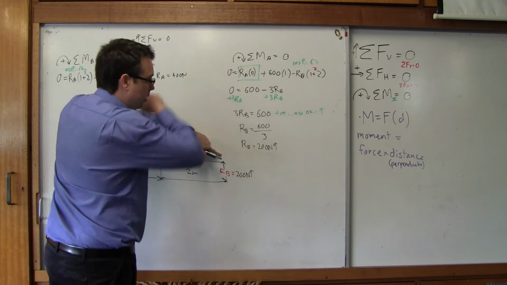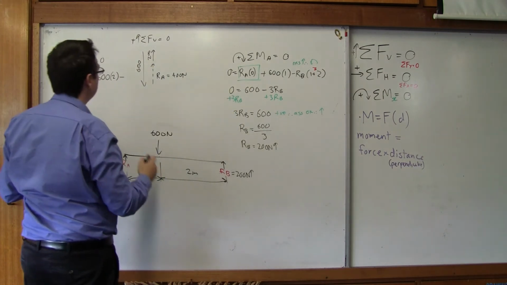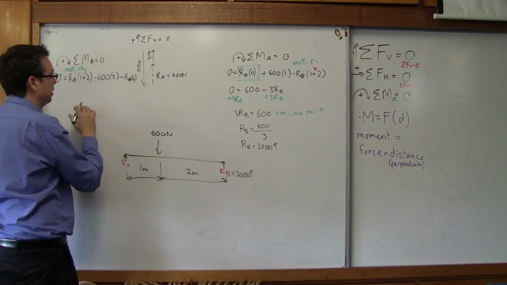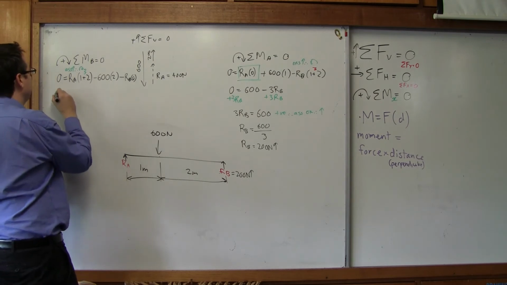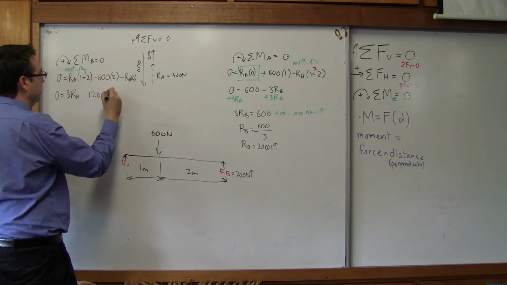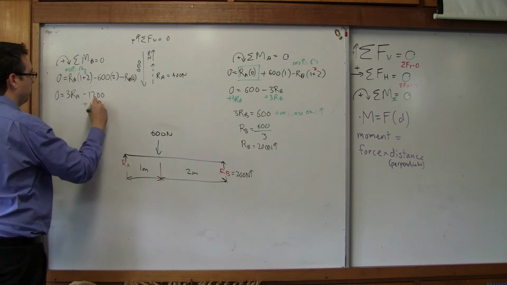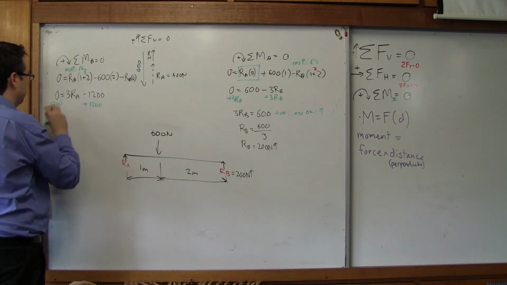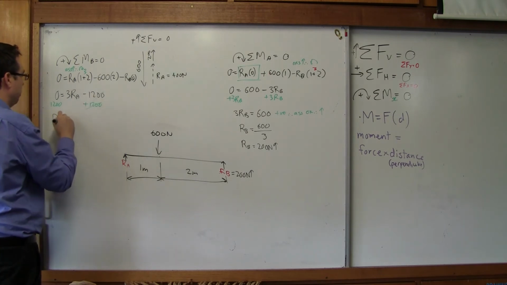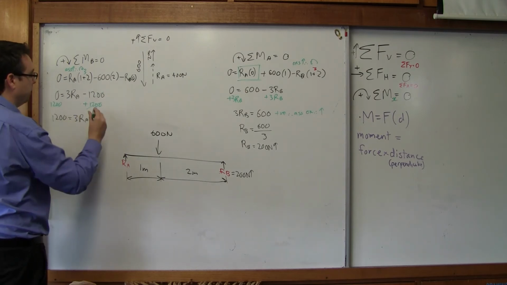So, that's going anti-clockwise, so it's going to stay negative. And I've got RB times 0, and that can stay at 0. So what have we got here? 0 equals 3RA minus 1200 plus 0. What I'm going to do, I promise I'm going to stop doing this. 1200, 1200. 1200 equals 3RA. That's positive.